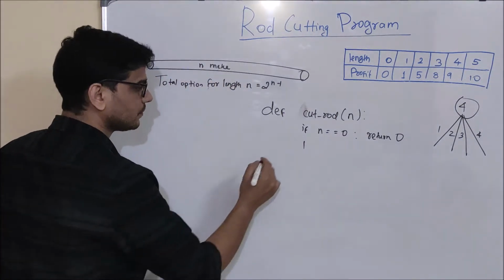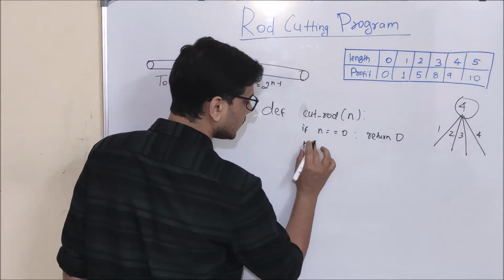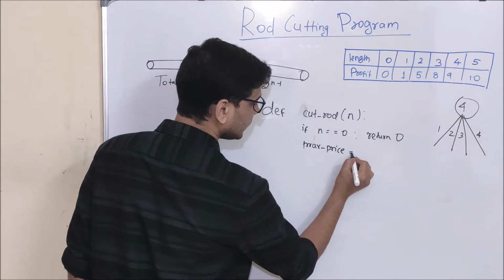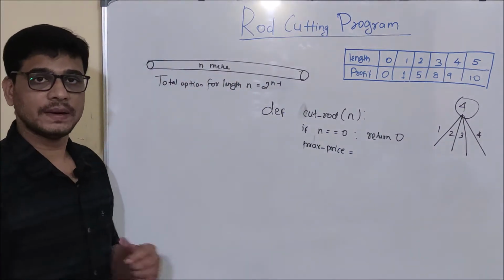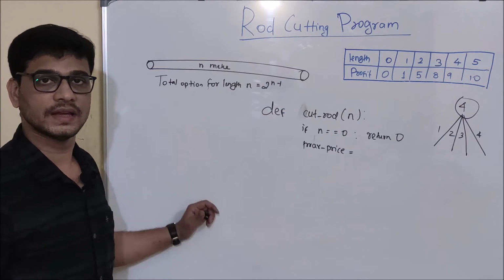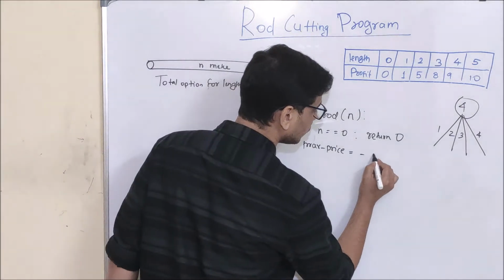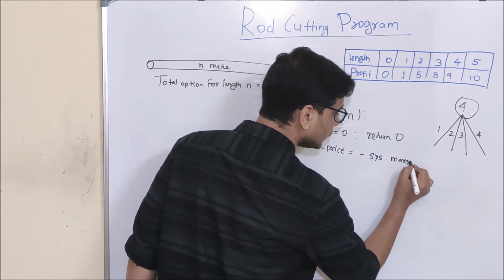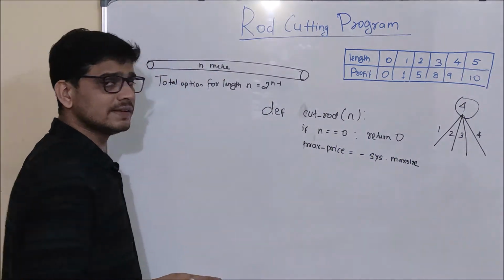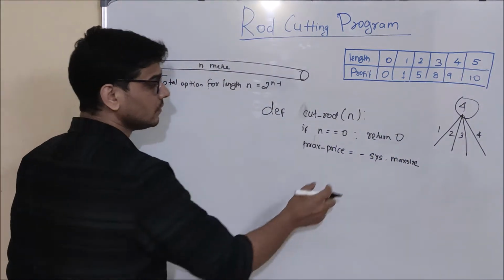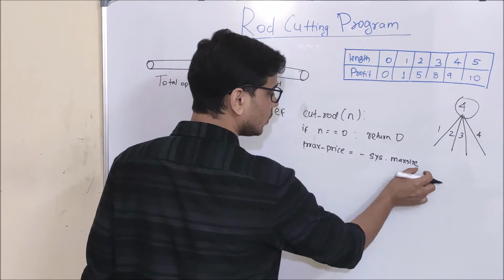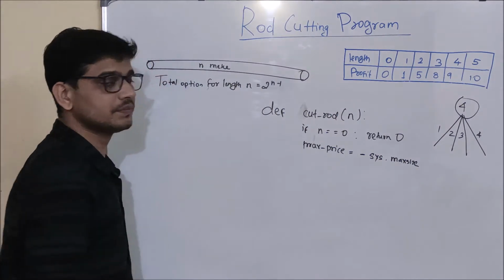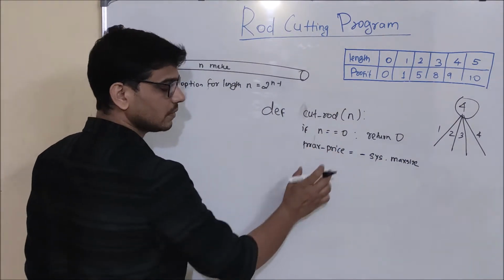Now let's come to the program. First of all, I will declare a variable called max price, and in this variable I will update the maximum profit which we can generate. I will initialize this to minus infinity. To initialize anything to minus infinity in Python, you just need to write sys.maxsize with a minus in front, so it will be negative. So now my variable is ready.